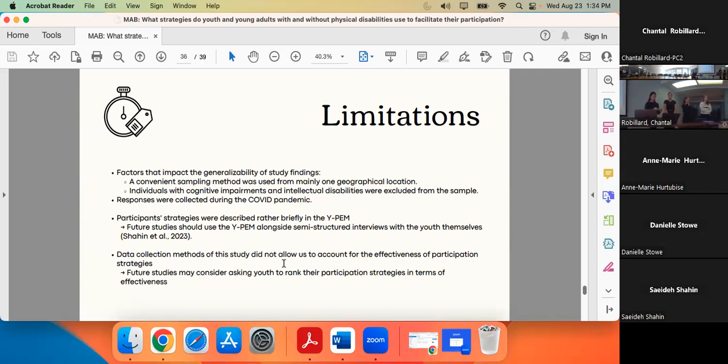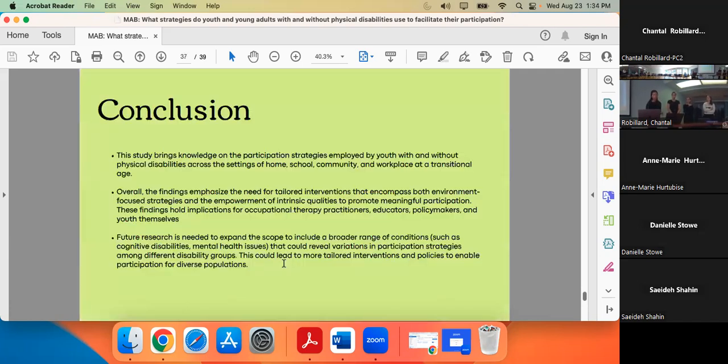And lastly, the data collection method of the study also did not allow us to account for the effectiveness of the participation strategies. So future studies may consider asking youth to rank their participation strategies in terms of effectiveness. So in conclusion, the study brings knowledge on the participation strategies employed by youth with and without physical disability across the setting of home, school, community, and workplace at a transitional age.